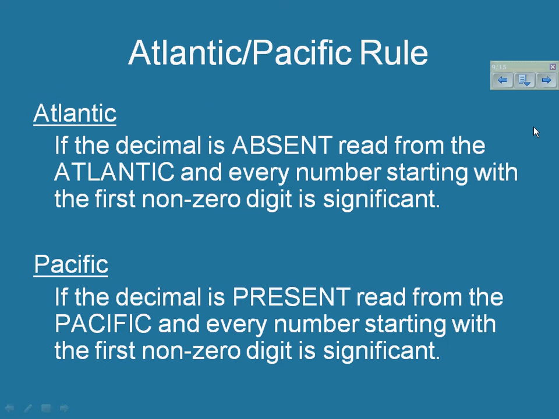Atlantic and Pacific rule. This is just an easy way if you can remember this right and left. Atlantic rule. If the decimal is absent, read from the Atlantic side of the number, and every number starting with the first non-zero digit is significant. If the decimal is present, you use the Pacific rule. You read from the Pacific side of the number, and every number starting with the first non-zero digit is significant. You go to the end of the number. These rules are summarized on your blue handout that I gave you on Friday.